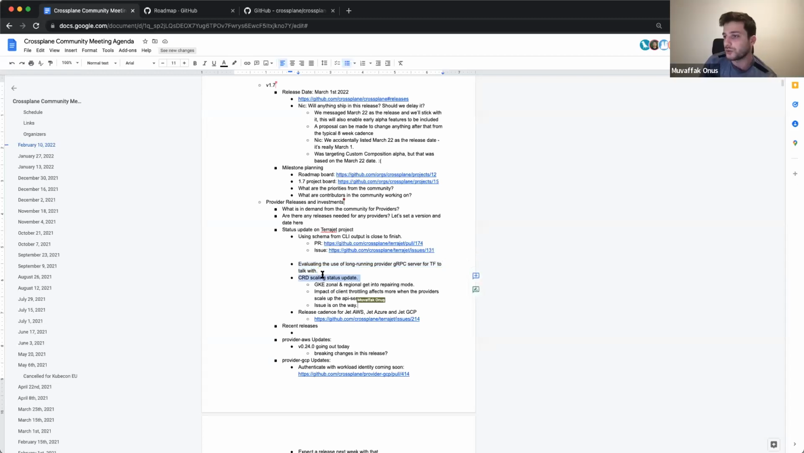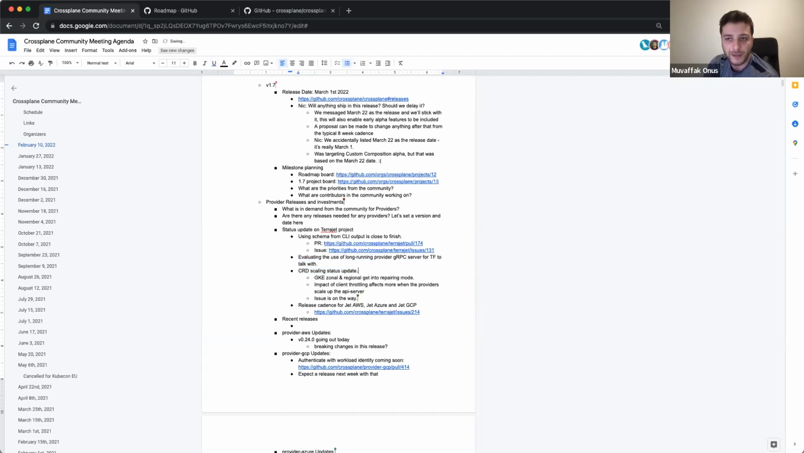Yeah, so the next one is the CRD scaling status update. Just to recap, we had some scaling problems in Kubernetes regarding the number of CRDs that we're deploying, which is over 500 for certain Jet providers.